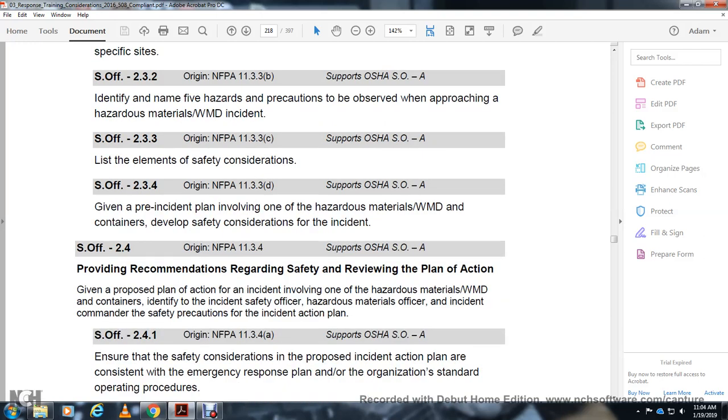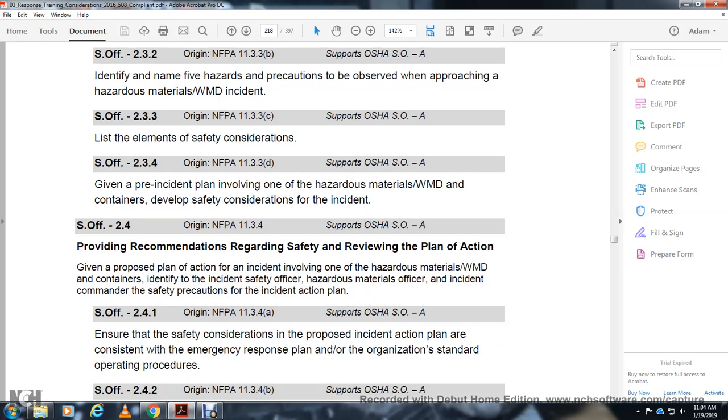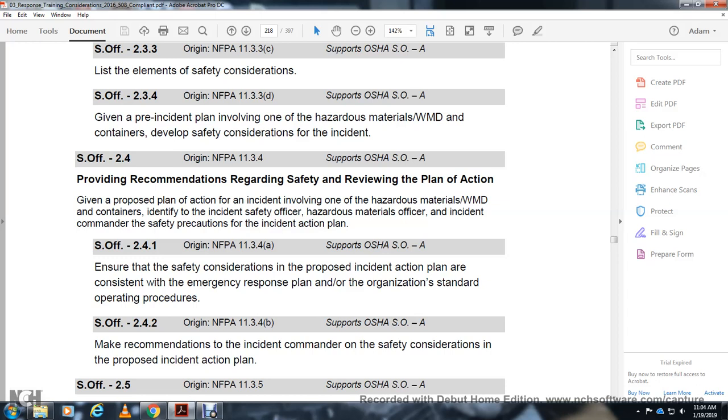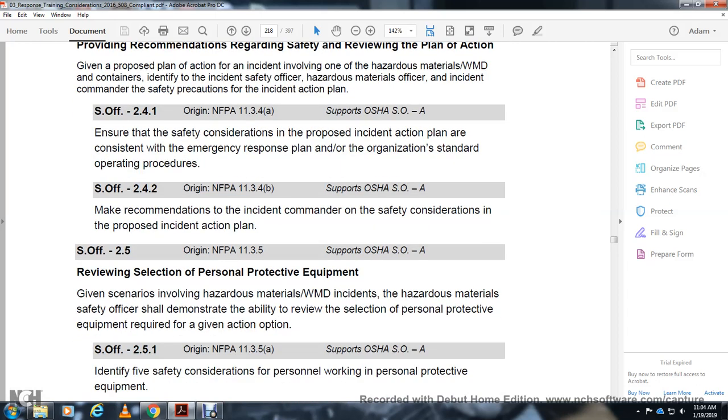Ensure the safety consideration procedure. Propose an incident action plan consistent with the emergency response plan and organization standard operating procedure. Make recommendations for incident compliance with the safety considerations of the proposed incident action plan.